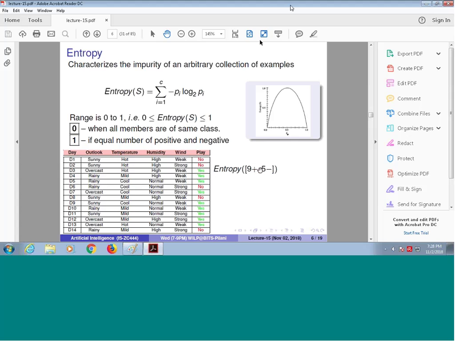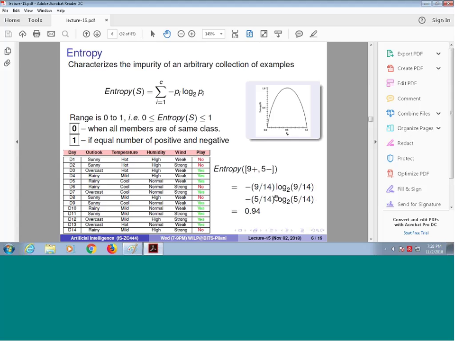Okay. Entropy, we want to find out the entropy for the 9 positive and 5 negative. And therefore the equation comes out to be 9 by 14 log 2, base is always 2, 9 by 14, and 5 by 14 log 5 by 14. Can you see this formula? Do you understand this? This came for this. Is it clear? Yes? Alright. Let's go ahead.